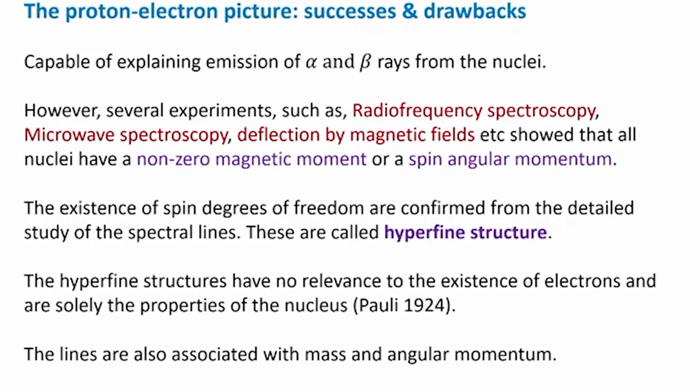So this proton-electron picture has almost no success excepting one, and there are drawbacks. We will talk about the success first. At least it is capable of explaining the emission of alpha and beta rays from the nuclei. However, other experiments such as radio frequency spectroscopy, microwave spectroscopy, and deflection by external magnetic fields showed that all these nuclei have a non-zero magnetic moment, or a spin angular momentum.